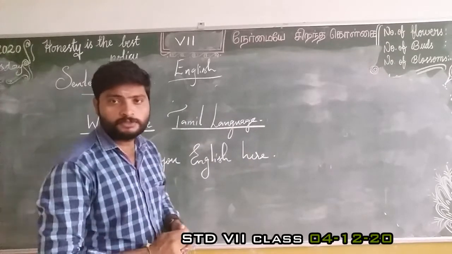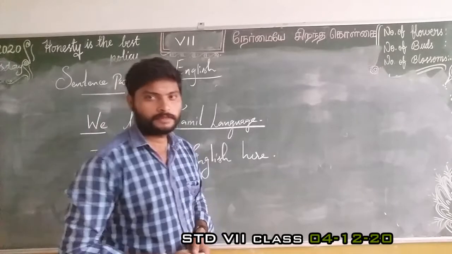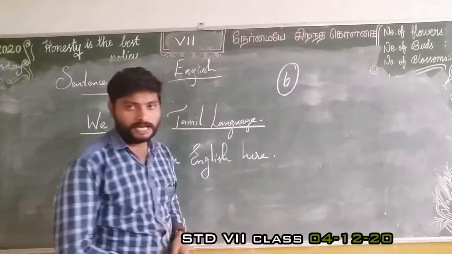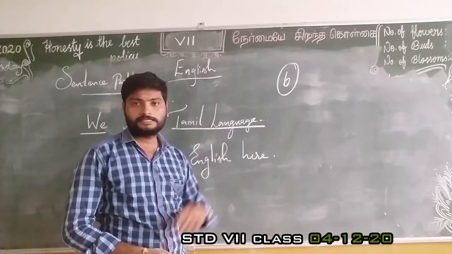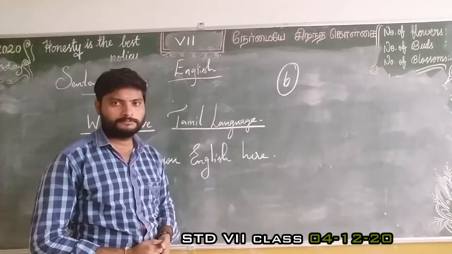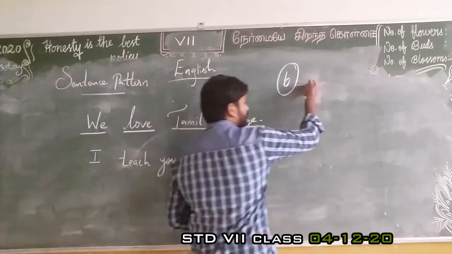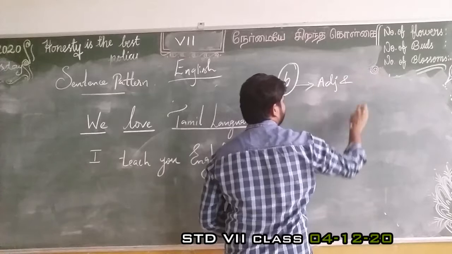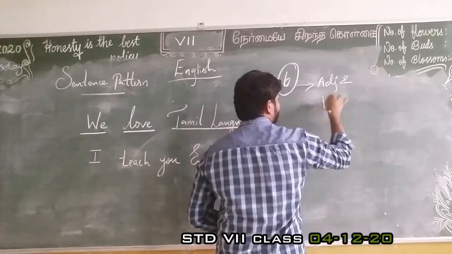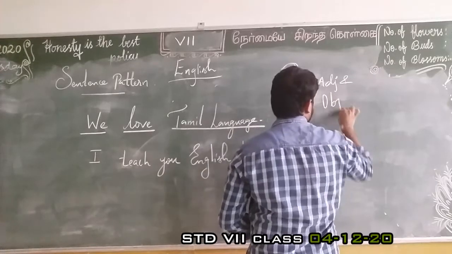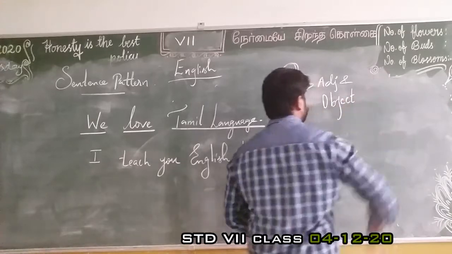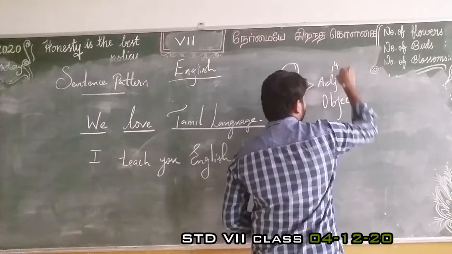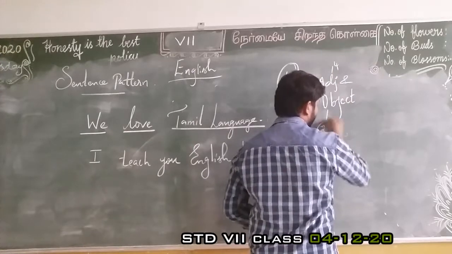So how many questions do we ask? There are 6 questions. To identify the pattern, we have to ask 6 questions: 4 questions for adjunct and 2 questions for object.